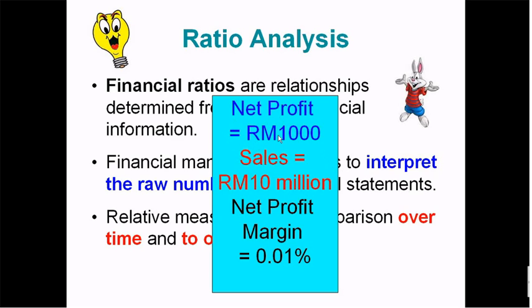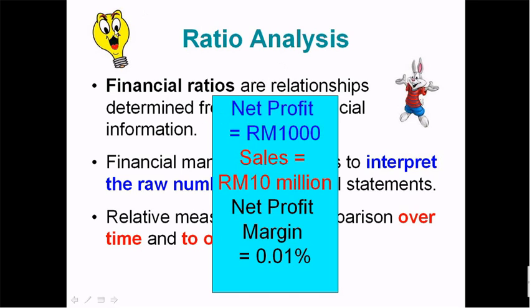But from this figure alone, we cannot actually tell how well the firm is performing, because we do not know what the size of the company is, right? For a smaller company, if you have 1,000 net profit, it may be a very good profit for them. But if it's a very large company, then this profit may be too little. So by looking at this raw number, net profit of 1,000, this number itself does not give us any information about how the company is performing.